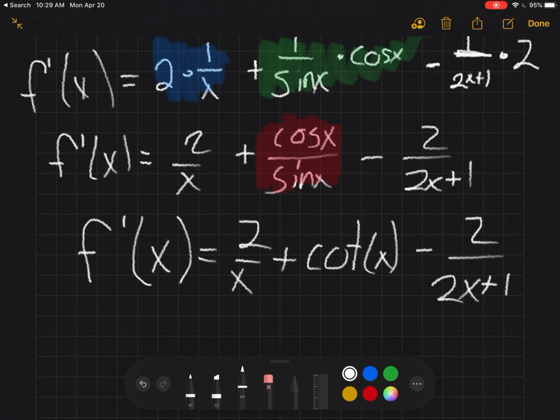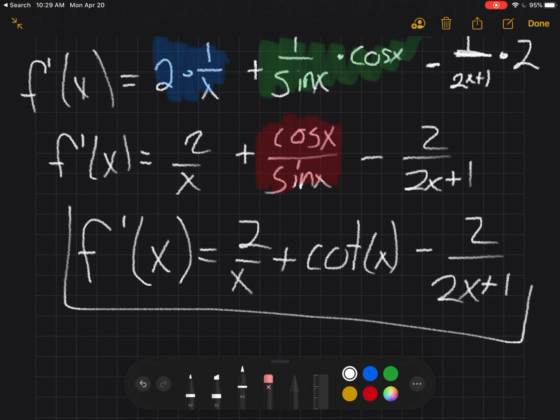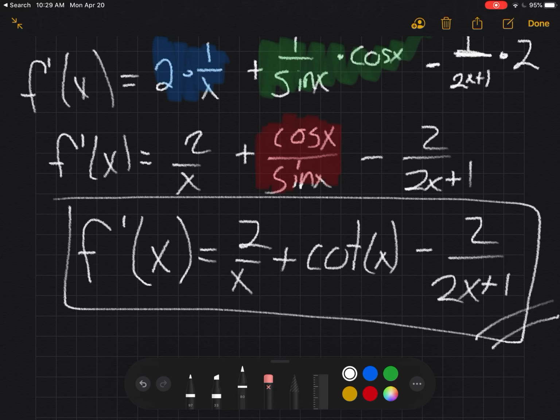Now, some of you see this right away and some of you are like, hey? Cosine over sine is the cotangent. This is one of those trig identities that you were supposed to memorize way back when. If you didn't, that's okay, but you might want to spend some time on it now. So we have 2 over x plus the cotangent of x minus 2 divided by 2x plus 1. And that derivative was a lot easier to take than if we had tried to do it the long way.